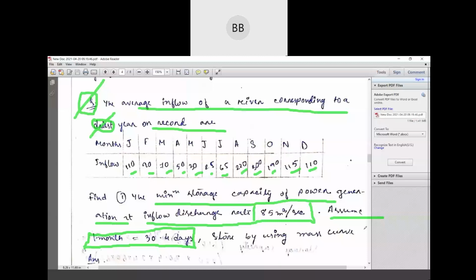So you try to solve this numerical at home, and we'll discuss it in the next class. If you try, I think it's very easy, you can solve it. You just take 5 minutes. Just write down roughly, for each month, the inflow values, then write 1 month is equal to 30.4 days, and also write down the demand, that is 85 meter cube per second.